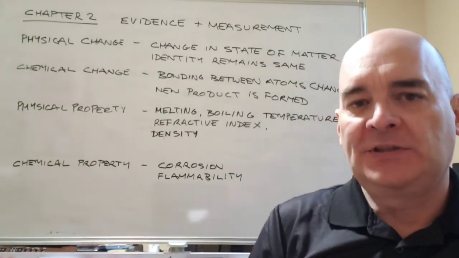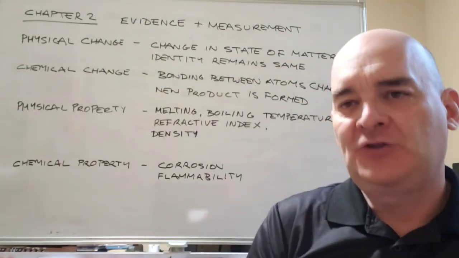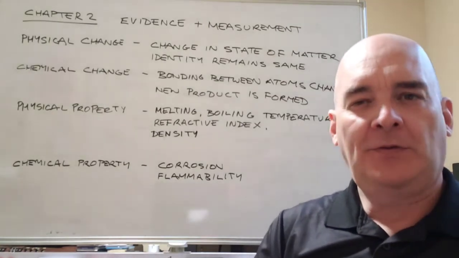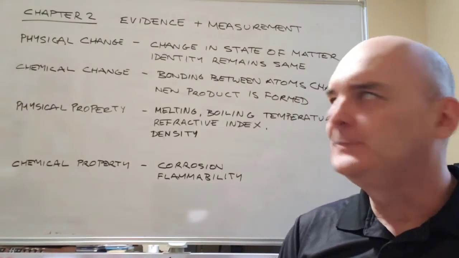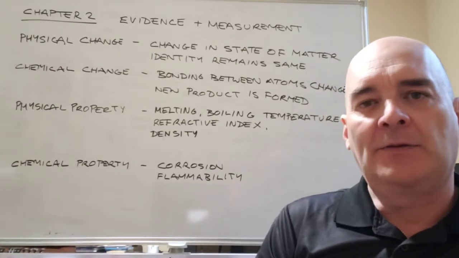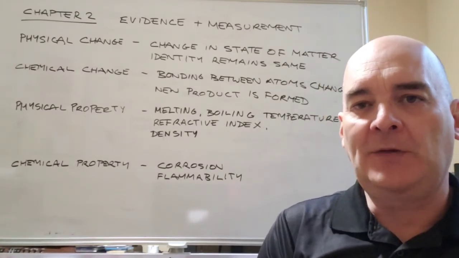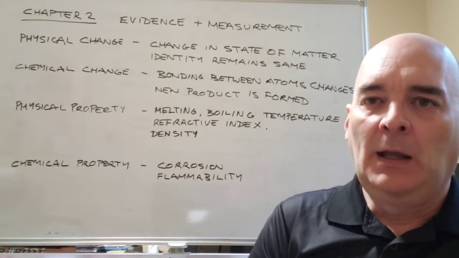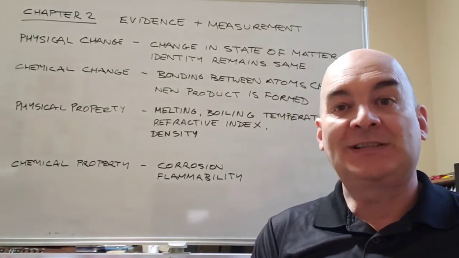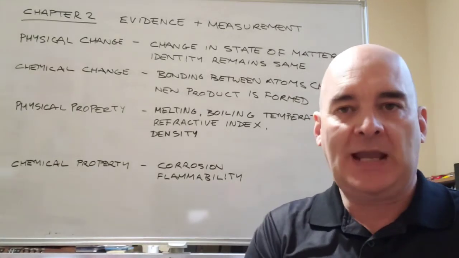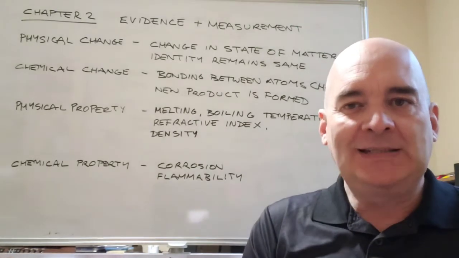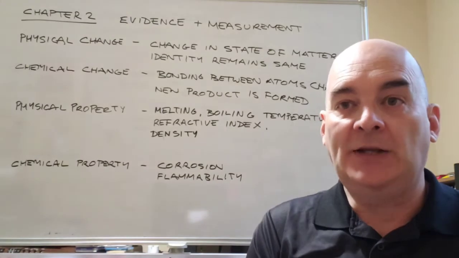Chapter 2 concerns itself with matter and the changes in matter and the measurement of matter, and it tries to do so with an application from forensic science. Okay, so changes in the observable matter can either be physical or chemical. A physical change is when the material that you're looking at changes state from solid to liquid to gas. Those are our three states of matter. But the identity of the chemical that you're looking at doesn't change.